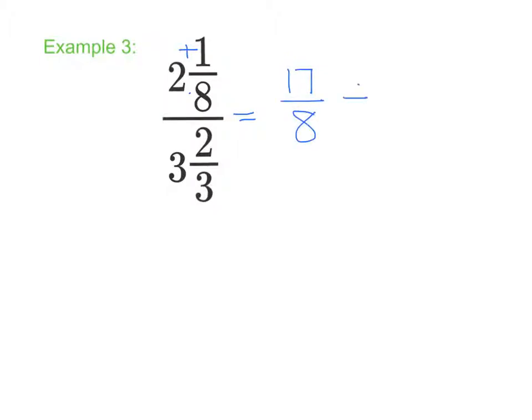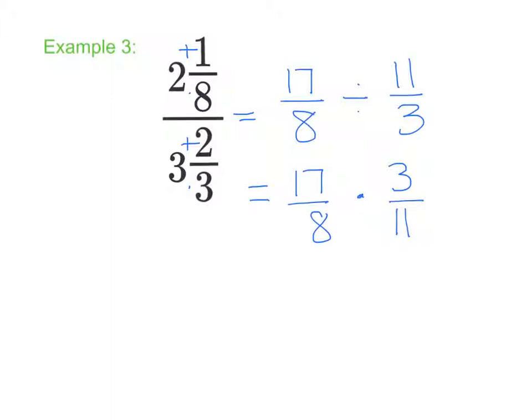Then I'm going to write down my division sign. The second one, I'll multiply 3 times 3 and I get 9, add that to the 2 and I get 11. I put that over the original denominator, 3. Now it's time to keep, change, flip. The first fraction remains the same, 17 over 8. We change the operation from division to multiplication, and we flip the second fraction, 3 over 11.